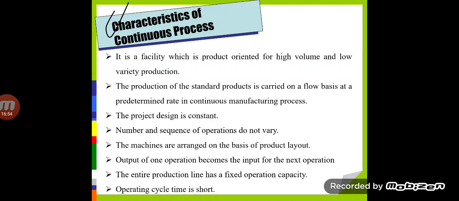The entire production line has a fixed operation capacity. Yes, the capacity of the production is fixed in a continuous process. Operating cycle time is short because we are producing the repetitive product on a continuous basis, the same type of product for a longer period of time, so the operating cycle must be shorter than others.